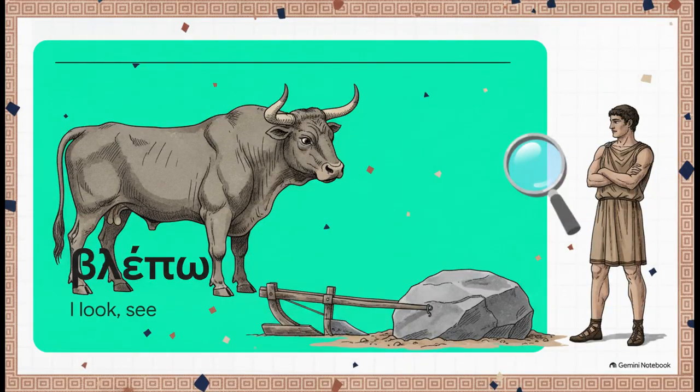So when the work stops dead, our characters have to figure out what's wrong. They stop and they look. Blepo. They use this verb to look closely at those stubborn oxen, or maybe to see a massive stone that's suddenly blocking the plow's path. Blepo represents that tense pause in the action right before the big reaction.